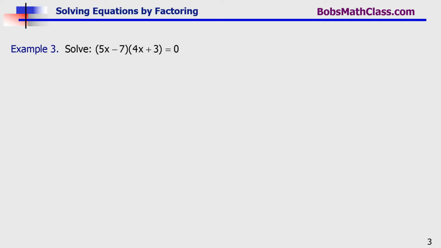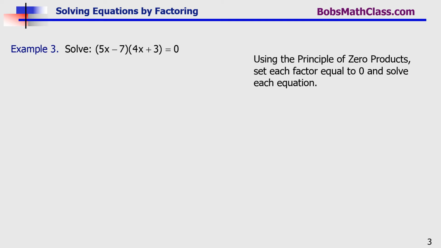Okay, here's our next example: 5x minus 7 times 4x plus 3 equals 0. Remember to try and give it a shot on your own. Pause the video, work it out, and then come back when you're ready. Okay, so we're going to use the principle of zero products, the zero product rule. We're going to set each factor equal to 0 and solve. So 5x minus 7 equals 0, or 4x plus 3 equals 0.